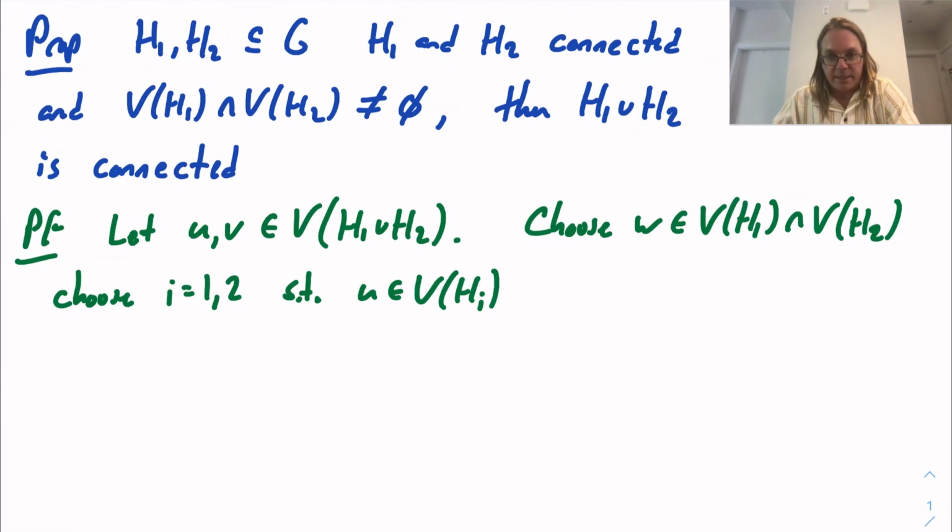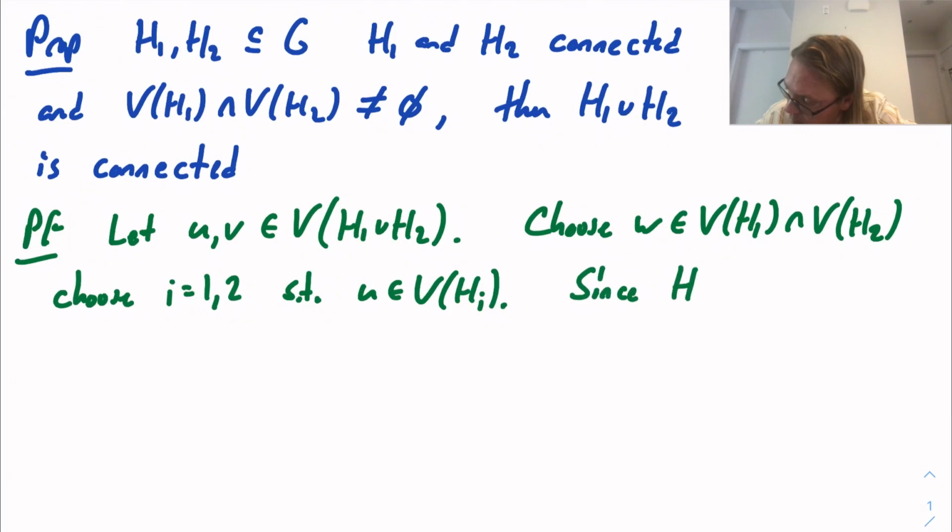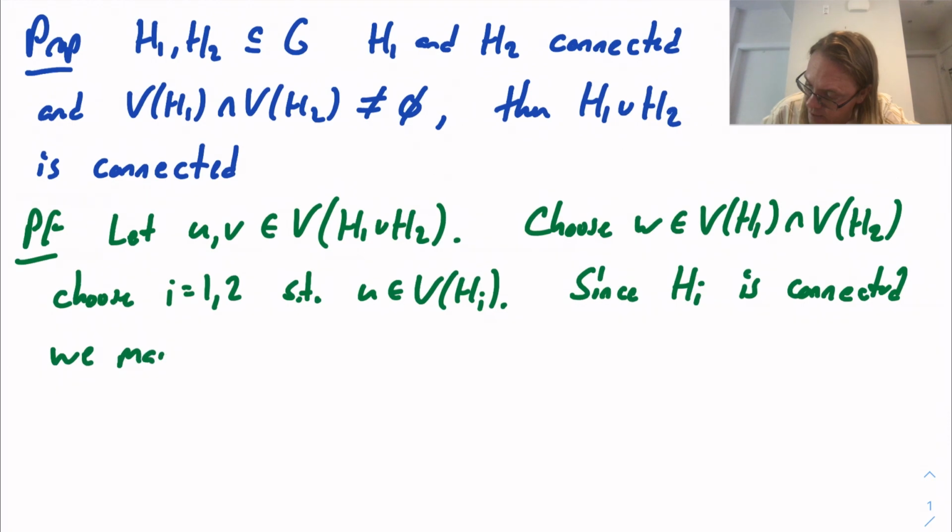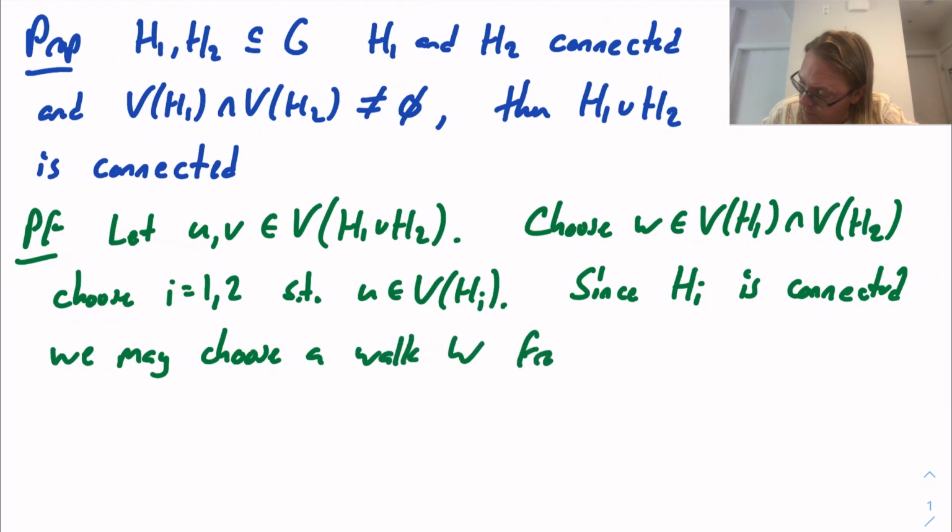So if I have some connected graph HI, I can choose a walk from one vertex to the other. So let's choose, since HI is connected, we may choose a walk, say W, from the vertex U to W in HI.